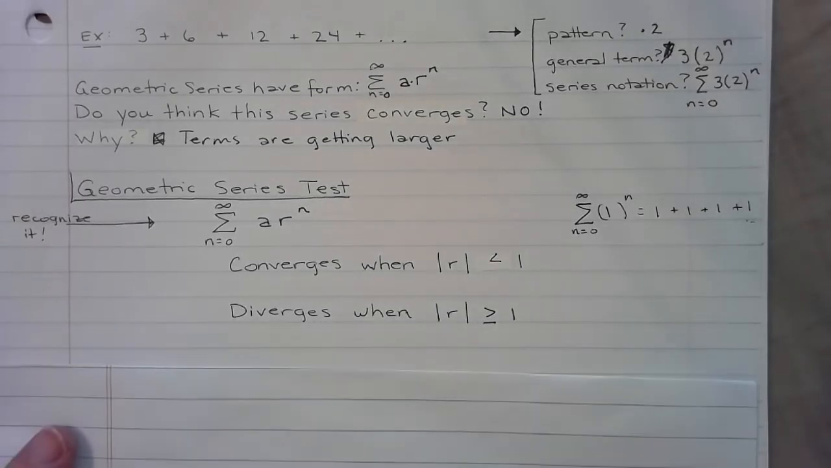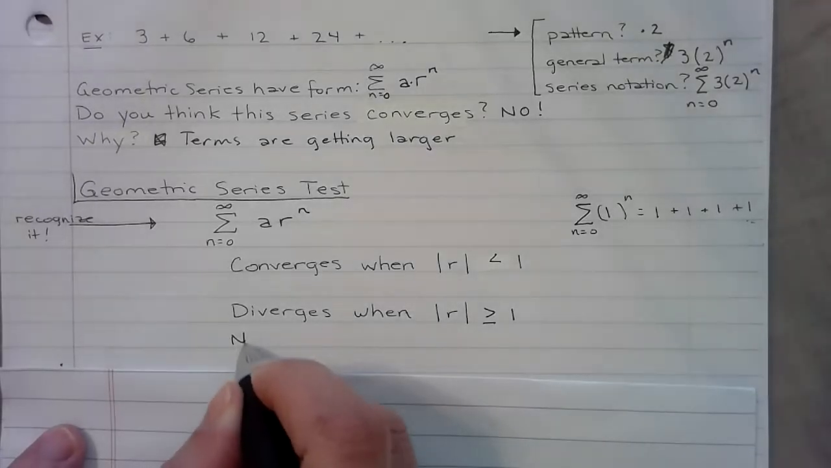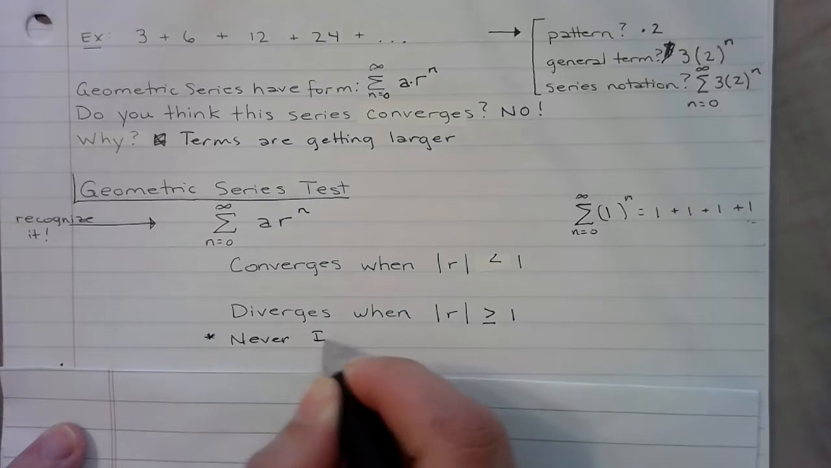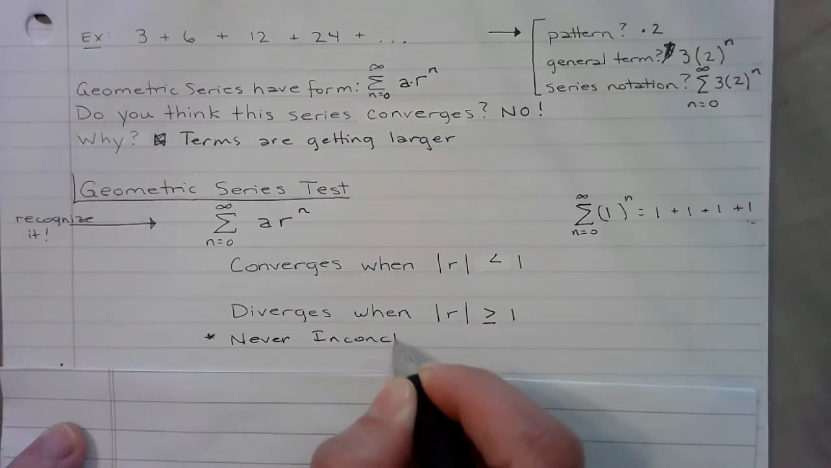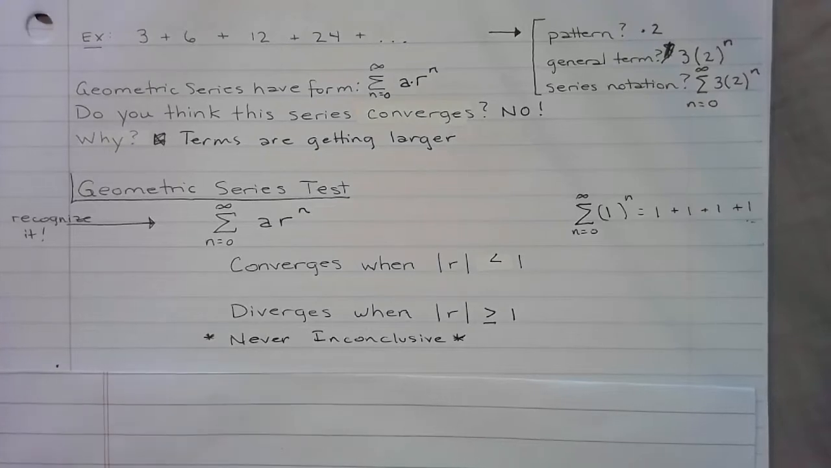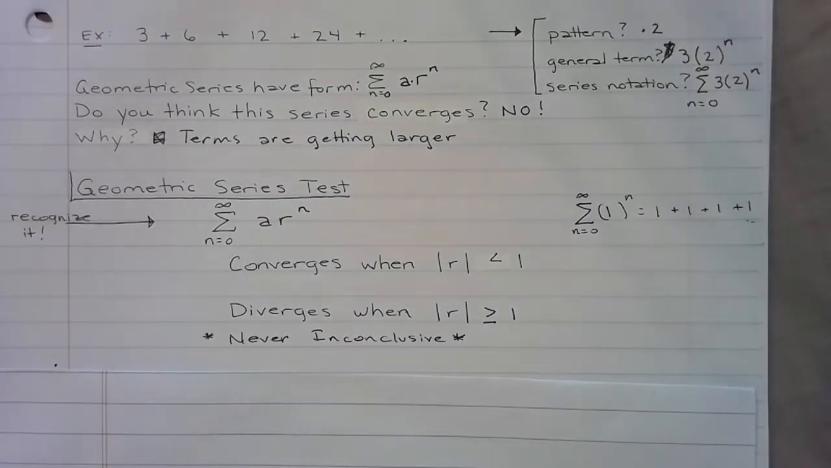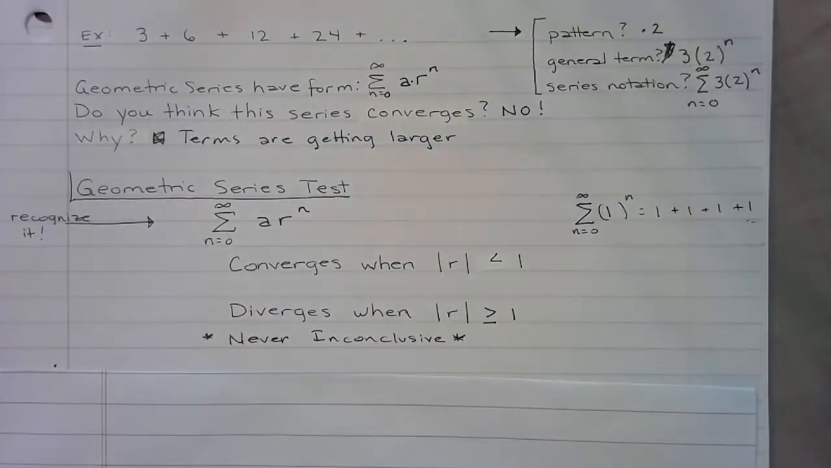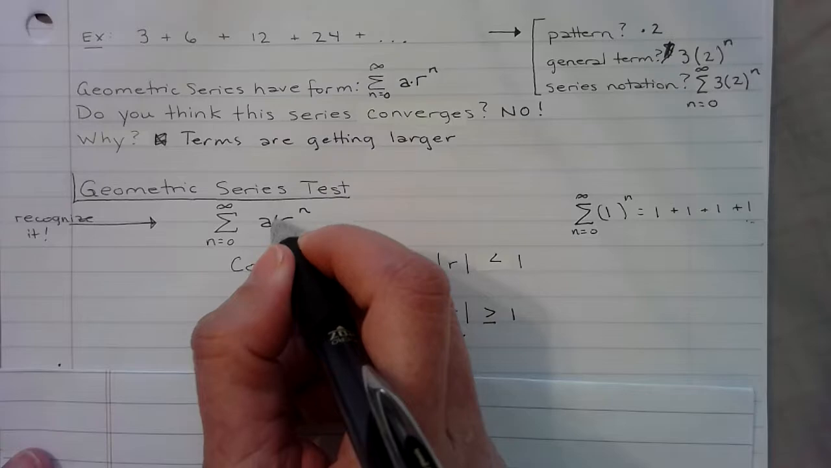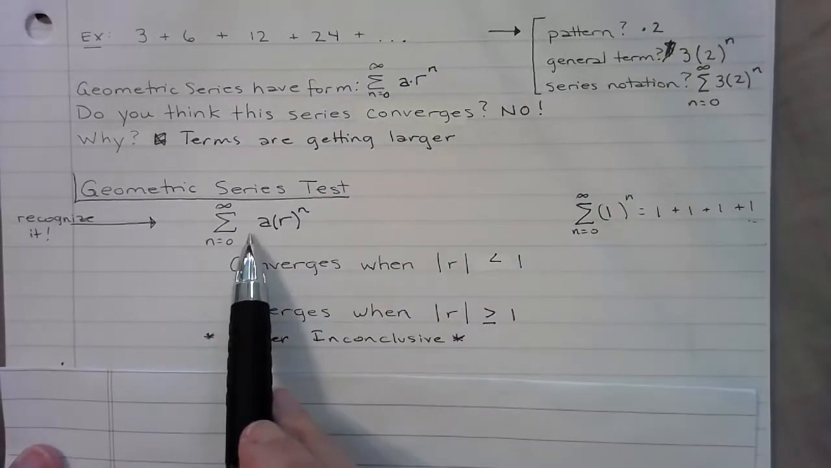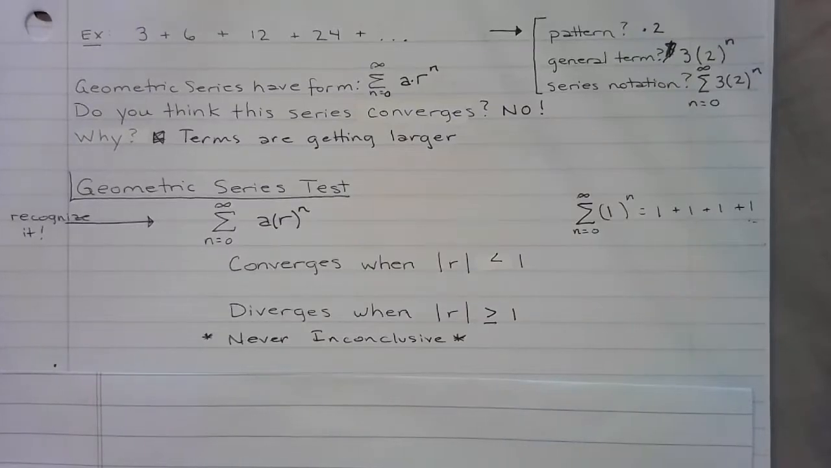Okay, so this is, like I said, one of my favorite tests because this is never inconclusive. Unfortunately, we can only use it if the series is geometric, if you've got a common ratio that you're multiplying by every single time, and it looks like something in this form. Mine, I left off my A. Well, I don't have an A out there.